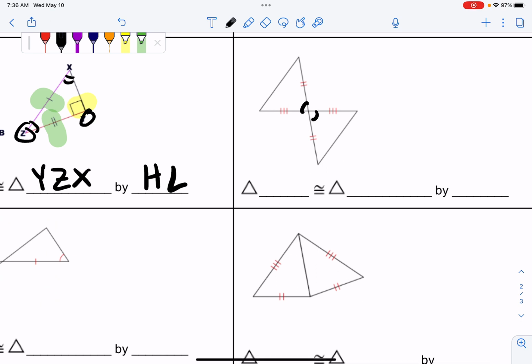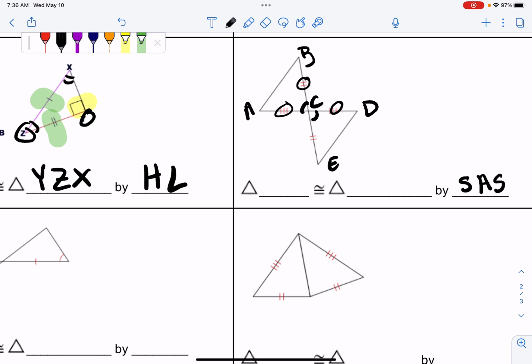Okay, this next example requires that you remember that vertical angles are congruent. If you take two lines and bisect them, or they come together at a single point, the angles that they create will always be congruent. So what we're given here is two angles that must be congruent and sides. So again, this is going to be side, angle in between, side. And let's go ahead and name this triangle A, B, C, D, E.